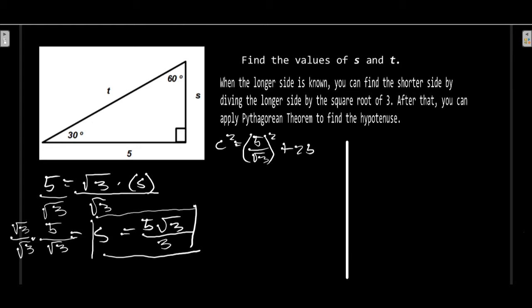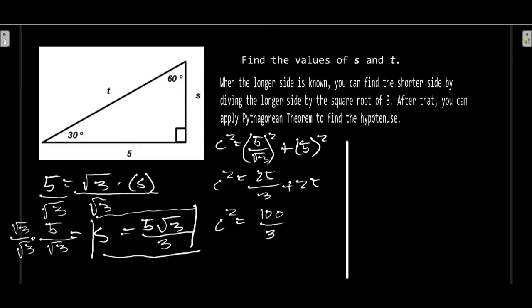5 tayo dito. Exponent natin ng 2. Ngayon, dito, so ito magiging 25 over 3. Kasi, kakancelin na natin yung radical sign, kasi meron siyang square. Then, plus 25. Pag sinimplify natin to, 5 times 5, kaya 25. Ngayon, meron na tayong C square. So, simplify natin, add lang natin to, magkakaroon tayo ng 100 over 3.